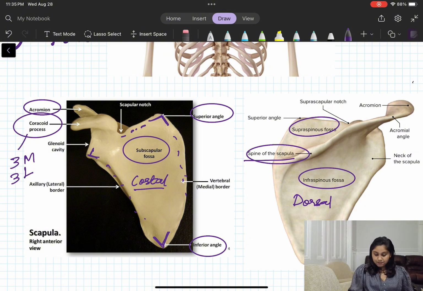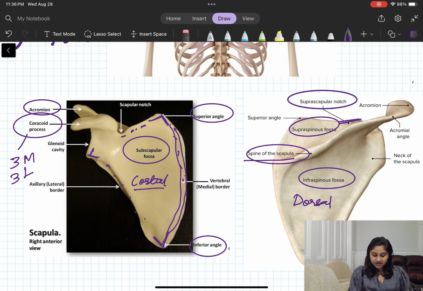Now let us see what are the other features present in the scapula. We have the suprascapular notch, which is going to act as a passage for the nerves, that is the suprascapular nerve, which is going to supply the supraspinatus muscle and the infraspinatus muscle. Then at the inferior angle in the costal surface, we have the attachment of the serratus anterior muscle, and then in the dorsal surface you have the levator scapulae muscle, then rhomboideus major and rhomboideus minor.